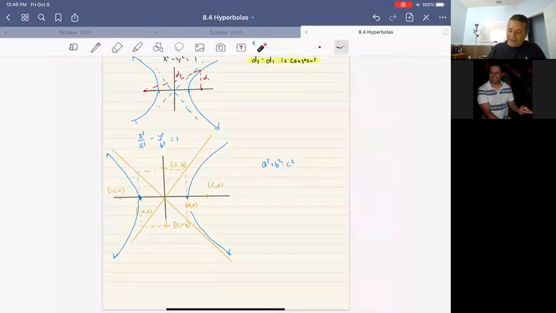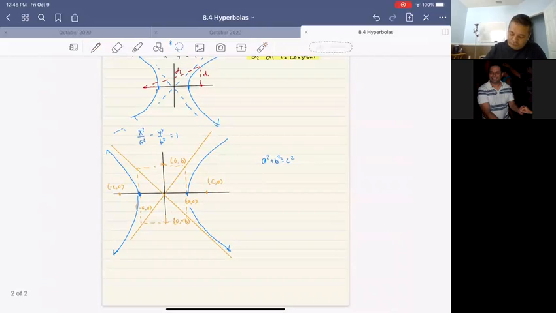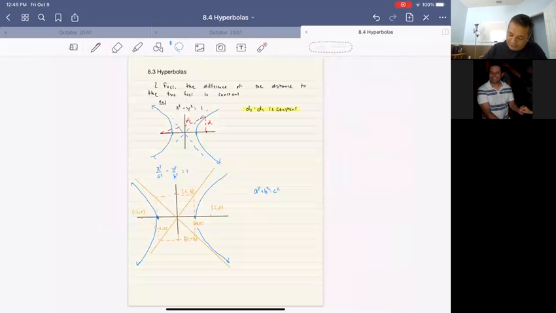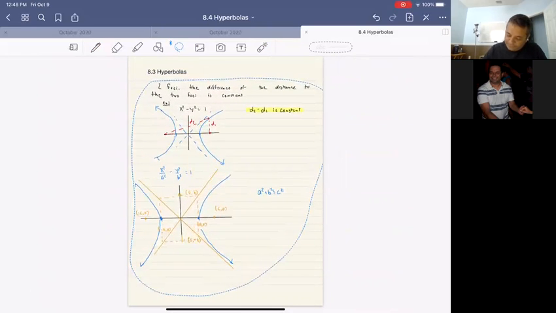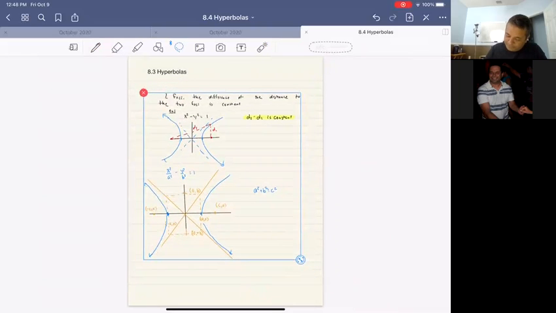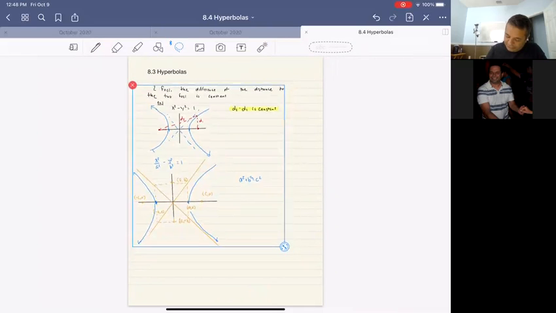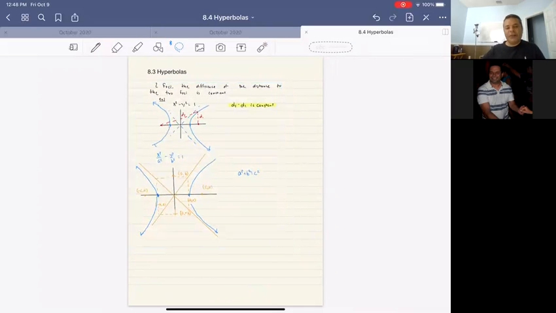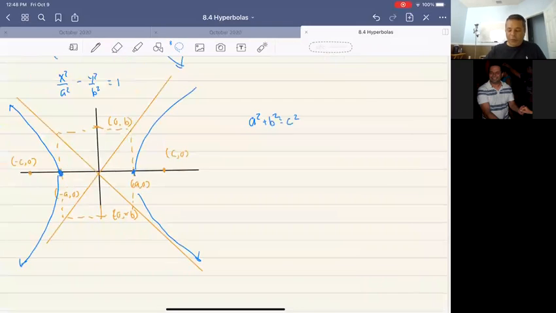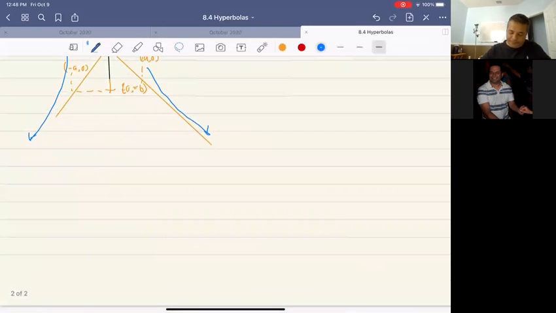Let's make everything a little smaller. Okay, there we go. And we're going to do another one. The other type is y squared over a squared minus x squared over b squared equals 1. It's almost the exact same thing.